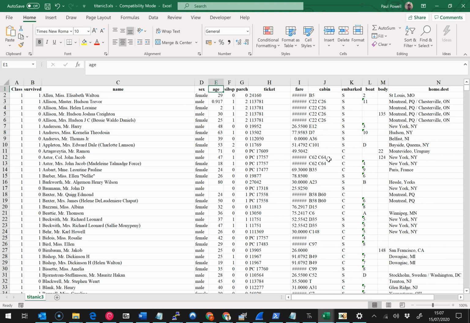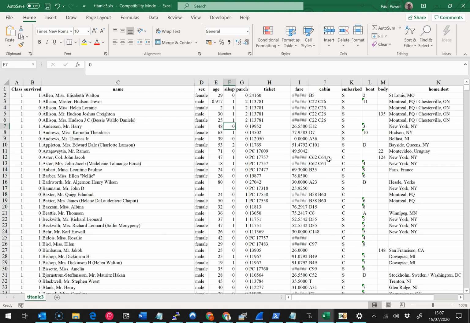Next we've got the age. Now age is quite straightforward. You have got some decimals in here. This is for where we knew their age in months or even days. So very young children, for example, we say their age in months. So that's what that is about. Some people we did not know their age, so they will have a blank in here.